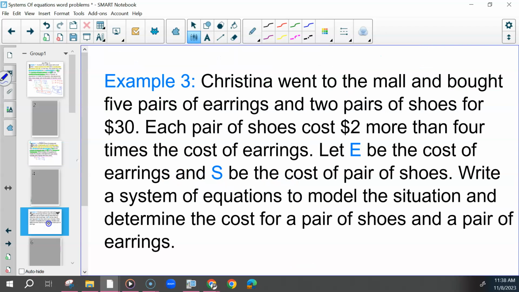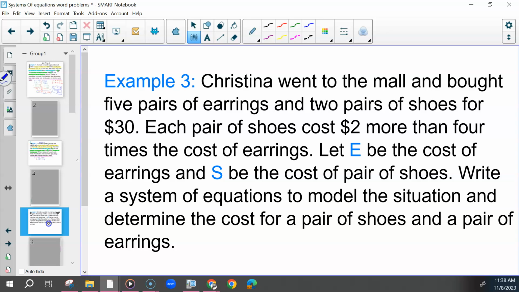Christina went to the mall and bought 5 pairs of earrings and 2 pairs of shoes for $30. Each pair of shoes costs 2 more than 4 times the cost of earrings. Let E be the cost of earrings and S be the cost of a pair of shoes. Write a system of equations and model the situation and determine the cost per pair of shoes.